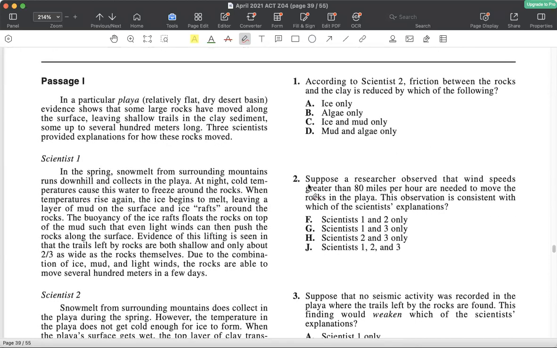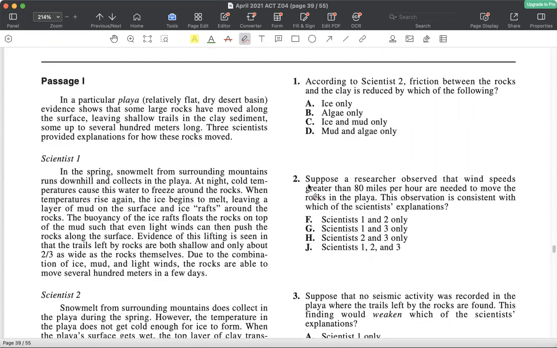Passage 1. In a particular playa, a relatively flat dry desert basin, evidence shows that some large rocks have moved along the surface, leaving shallow trails in the clay sediment, some up to several hundred meters long. Three scientists provided explanations for how these rocks moved.